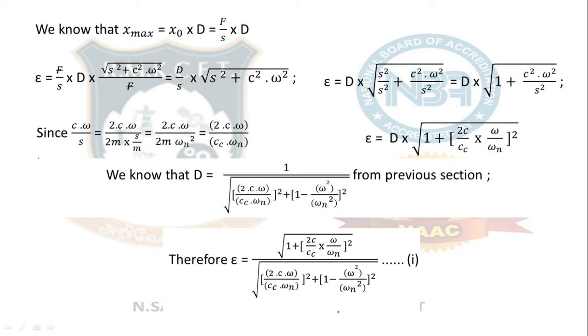The actual formula for transmissibility ratio is square root of 1 plus 2c by Cc into omega by omega n whole square, divided by the whole square root of 2c omega by Cc into omega n whole square plus 1 minus omega square by omega n square the whole square. So this whole square is including that 1 minus. Because it is very difficult to put big brackets in this equation format, the entire font is becoming larger. This whole square is here. Clear?